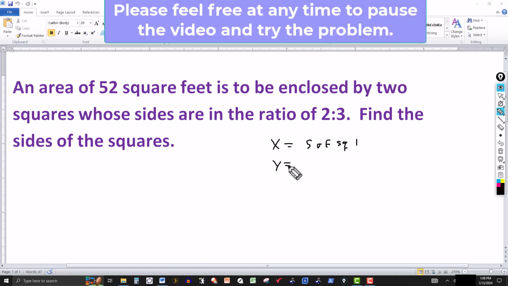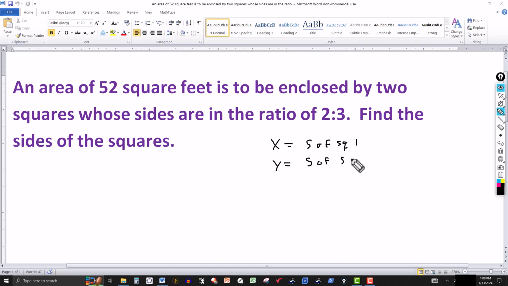We'll let x equal the side of square 1 and y equal the side of square 2. We know that the sides are in the ratio of 2 to 3, so we can say x over y, or y over x, it doesn't really matter at this point, x over y is 2 over 3. And the two squares are going to enclose this area that has 52 square feet.